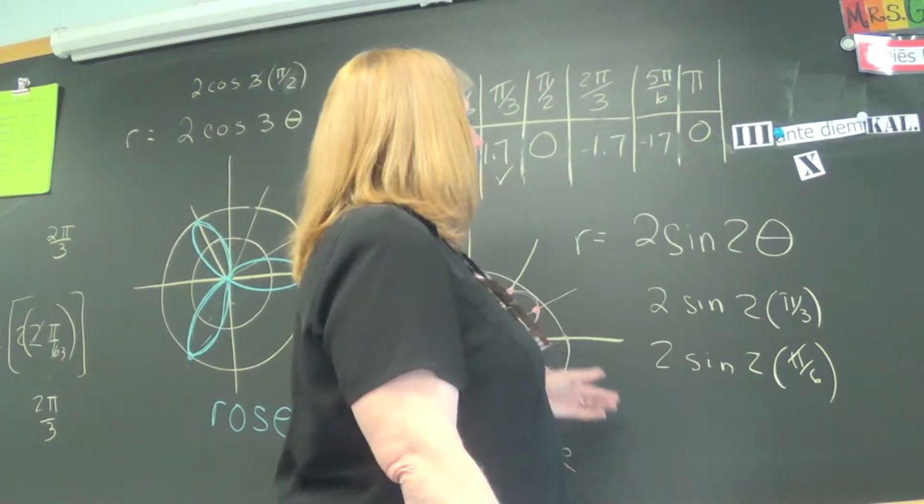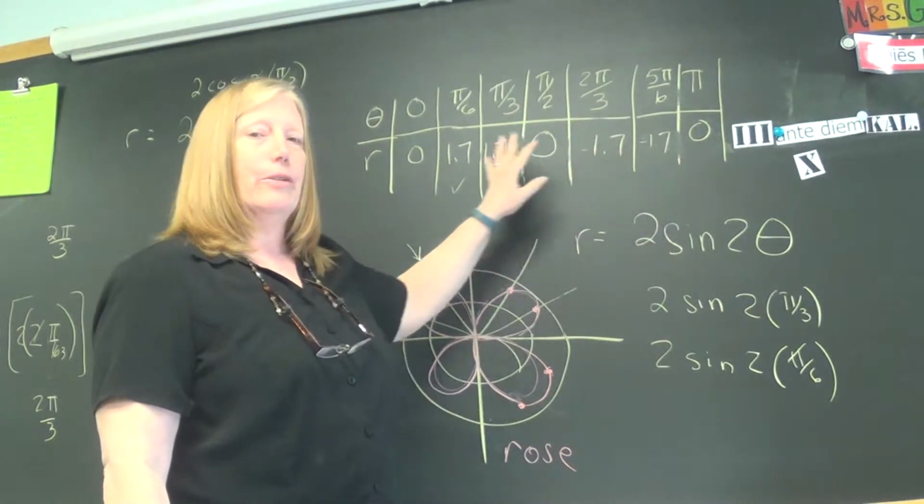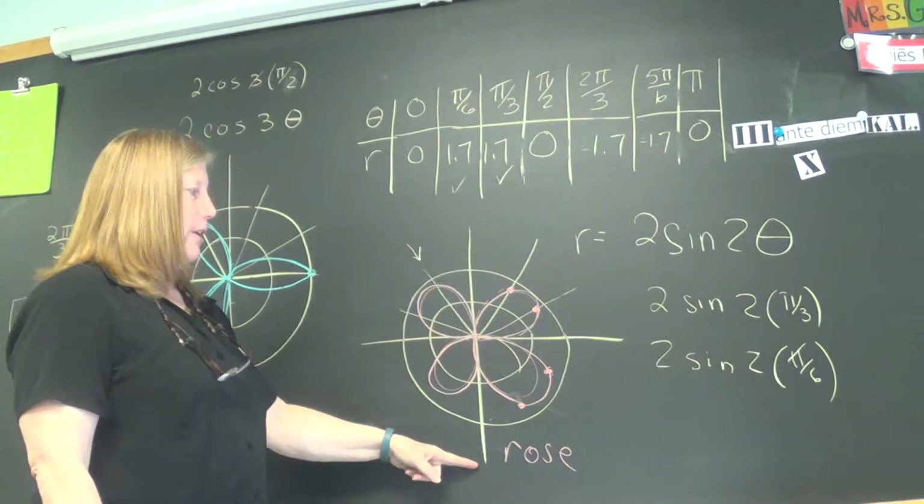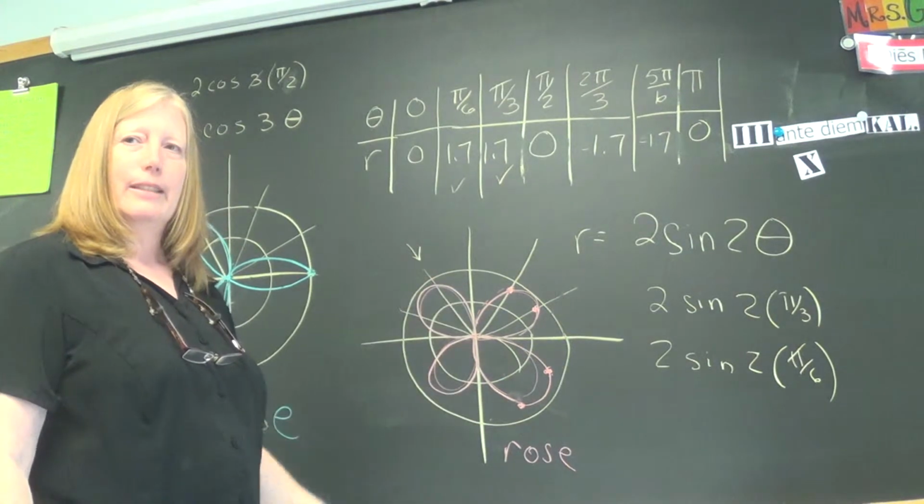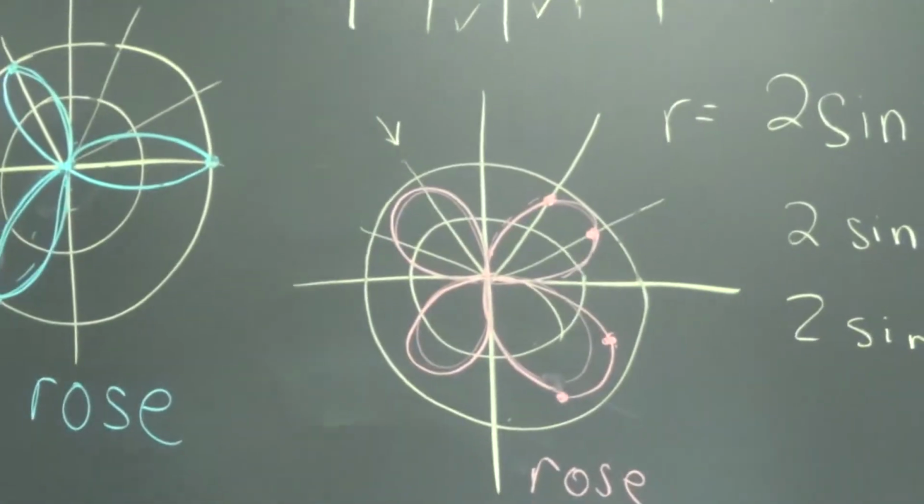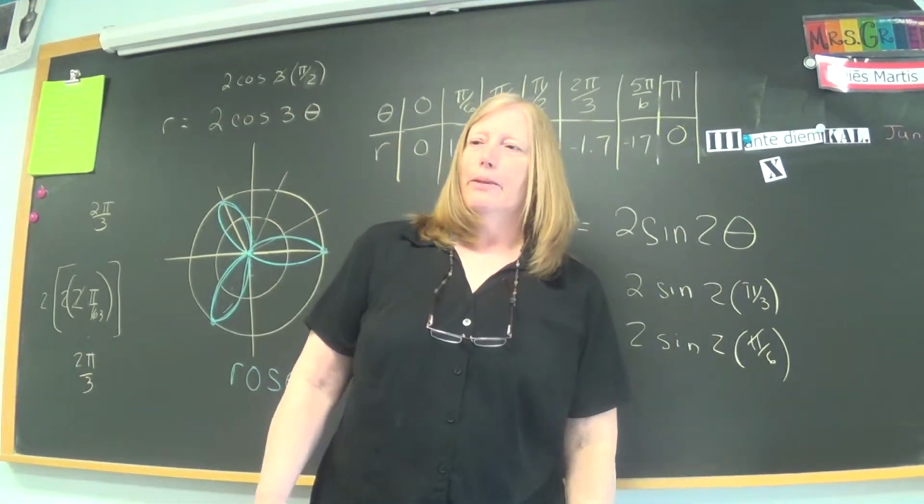Hey Bailey, we did the second one. Here's some of the information on the chart, and here's the graph. It is also called a rose. Does the pink show up? I think so. You think so? Okay. All right, so that's number 2. If you're having any trouble with those, I'll be glad to go over it with you.